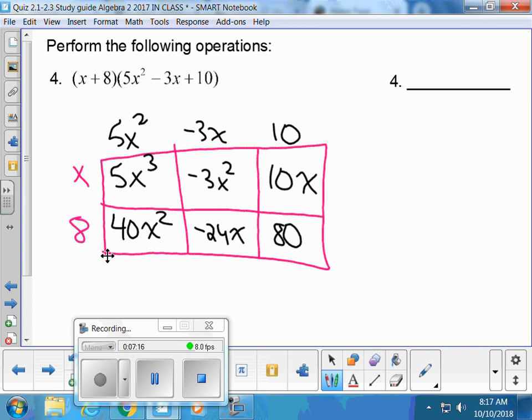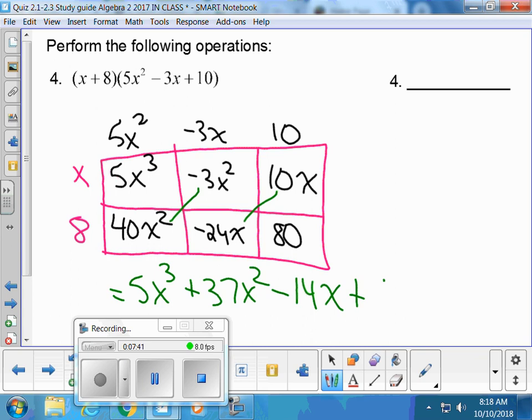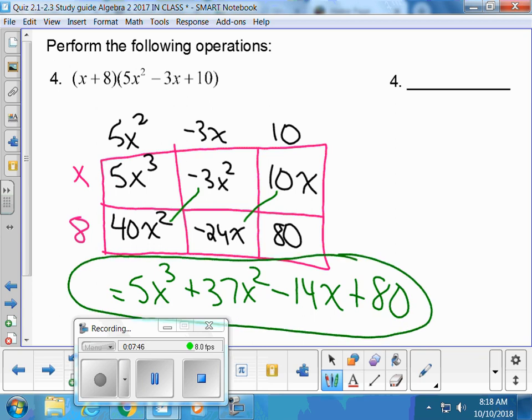Now at this point, finding my like terms is just so easy with using this box method. They're normally going to be diagonal, which they are. So we do want our final answer in standard form. You want that 5x to the third to be written first. It has the highest degree. And then you can add up the 40x squared and the negative 3x squared to get 37x squared. The negative 24 and the positive 10 is negative 14x. And then we have the 80 last. Can you guys nod if you match me on this? Perfect. Thank you. Did everybody get a chance to check number 4?